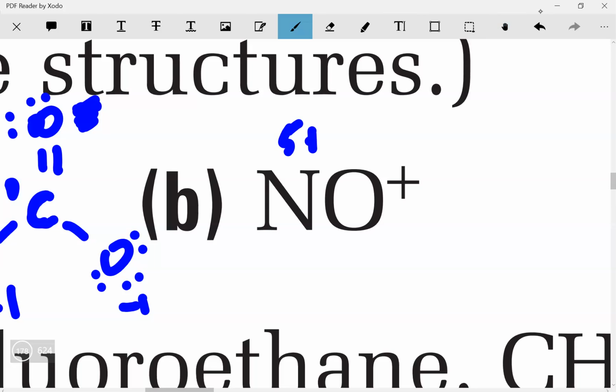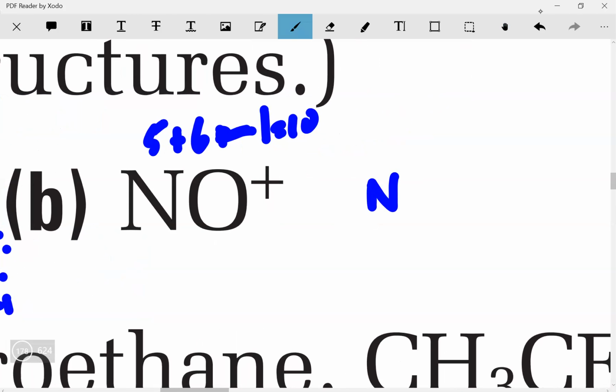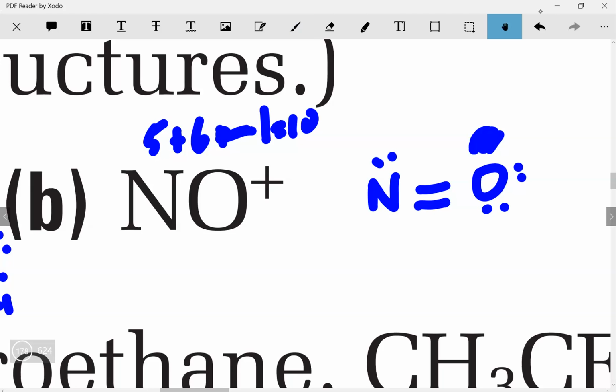NO2 plus, that's 5 plus 6 minus 1. This is the first time I've seen that one. So this is a 10 electron total. So we have NO, 1, 2, 3, 4, 5, 6, 7, 8, 9, 10. Nitrogen does not have 8. So we're going to erase the 2 here. Make a double bond right there.